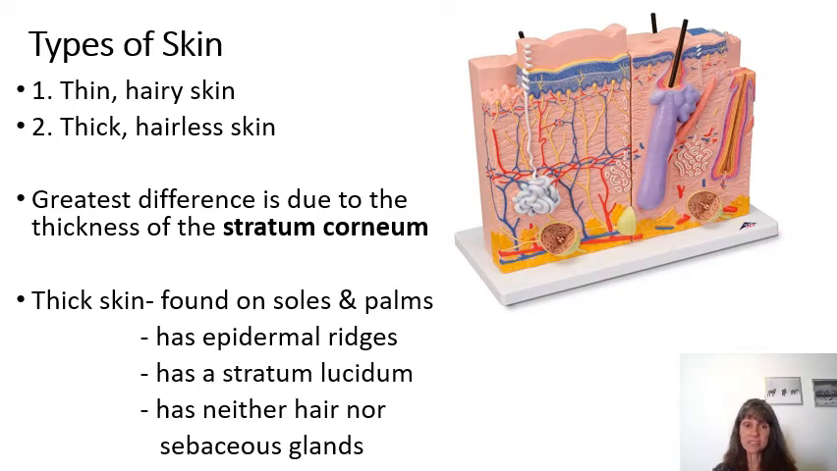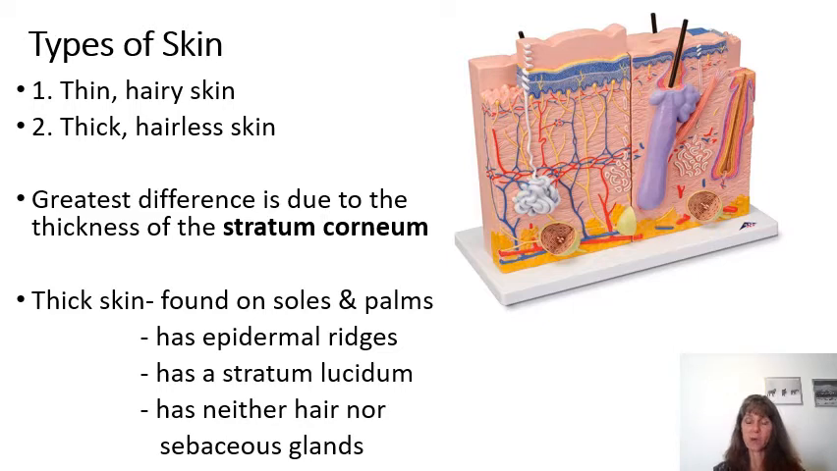There are two types of skin found on the body. We have thin, hairy skin and thick, hairless skin. The greatest difference in the thickness of the skin is due to a layer in the epidermis referred to as the stratum corneum. That's the uppermost layer that you're actually touching when you touch the surface of your skin.